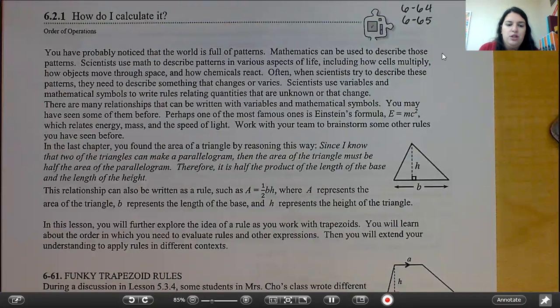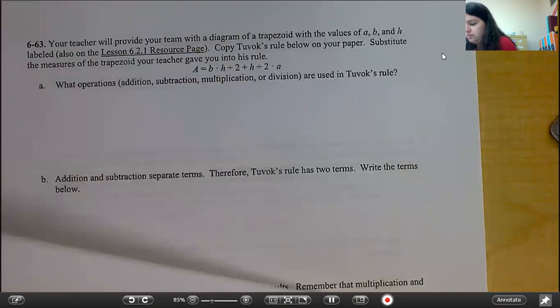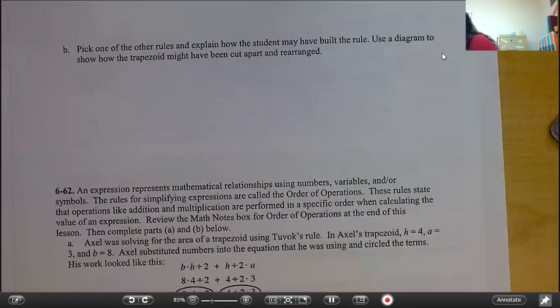In this lesson, you will further explore the idea of a rule as you work with trapezoids. You will learn about the order in which you need to evaluate rules and other expressions. Then you will extend your understanding to apply rules in different contexts. So we're going to start by looking at problem 6-21. Let me just turn my page here.